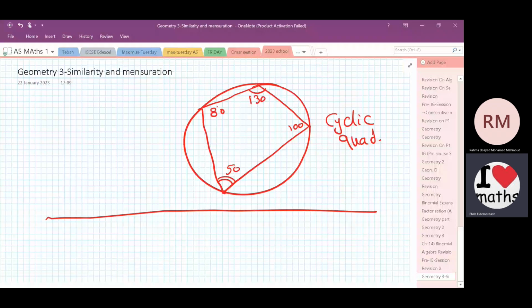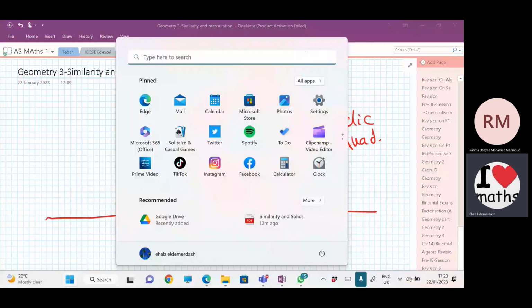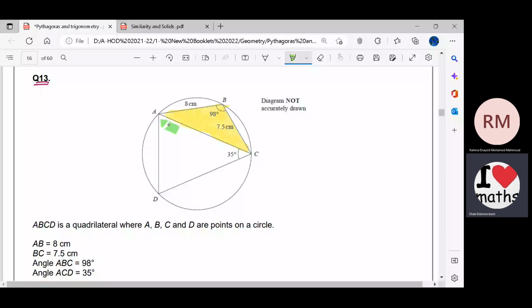Now, how will this information help me answer this question related to another story? Let me go to the question itself. As you see, I have BC and AB, two sides and an included angle. So I have two triangles, guys. This is the first triangle, the yellow one, and there is another triangle, the green triangle. So I have here two triangles.